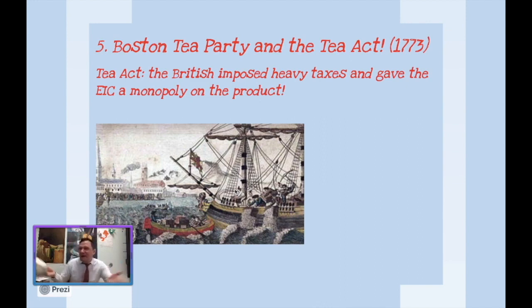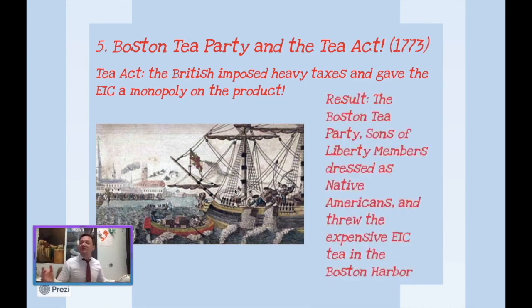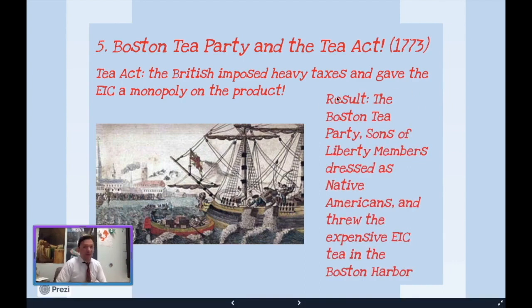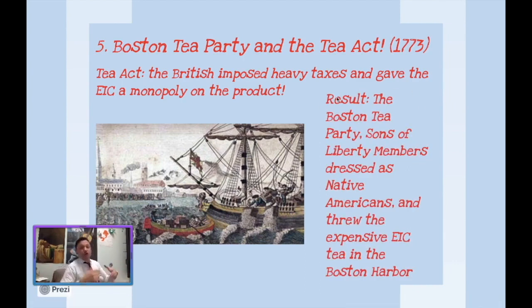I still want to be able to buy the cheap tea, because what if I don't have that kind of money? So what's going to happen is the Sons of Liberty are going to storm. Don't write this whole thing, too, if you know what actually happened. The Sons of Liberty are going to dress as Native Americans and storm their way onto several boats in the Boston Harbor. And they're going to throw that expensive East India Company tea into the water.